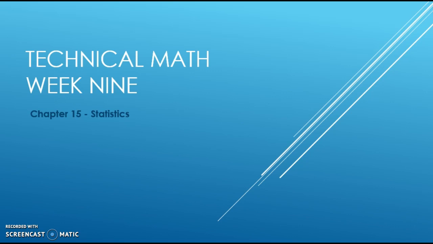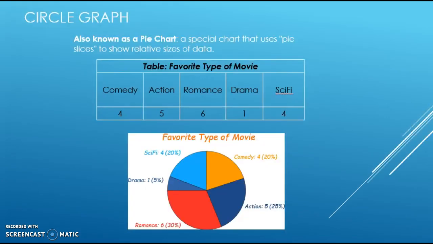So let's take a look at chapter 15. Like I said, it's on statistics, and the first thing that it's going to touch on is the different types of graphs that are used to show statistical information. So the first type of graph that you're going to be looking at is a circle graph. And I've given you an example here of a circle graph.